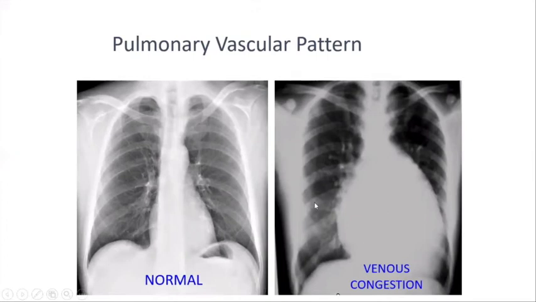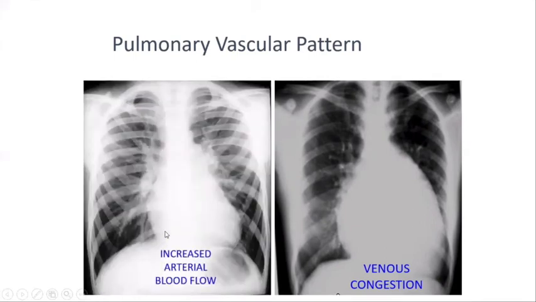Now venous congestion. In comparison to the normal vascular pattern, we can see there is an increase in vascular prominence and interlobular thickening. There is septal thickening. We can see this. There are linear opacities emerging from the hila, and there is interseptal thickening. This is due to venous congestion.